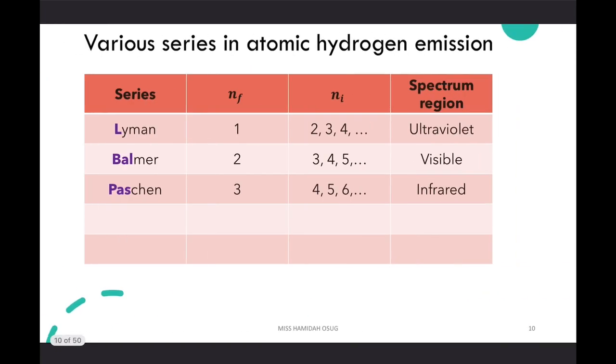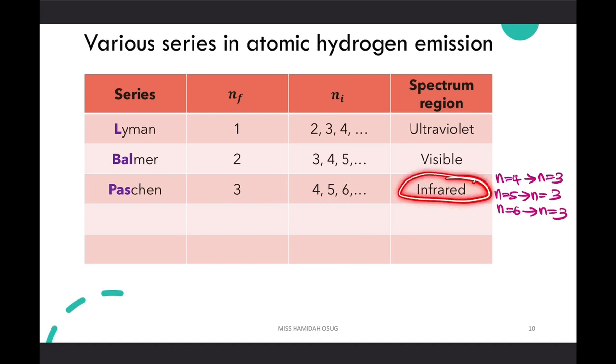Next, Paschen series, N final dia adalah 3, and initial dia adalah 4, 5, 6 dan seterusnya. So, untuk Paschen series, elektron will be dropped at N equals to 3. So, mungkin dia daripada 4 pergi 3, 5 pergi 3 ataupun 6 pergi 3. Okay, so Paschen series is located in the infrared region.